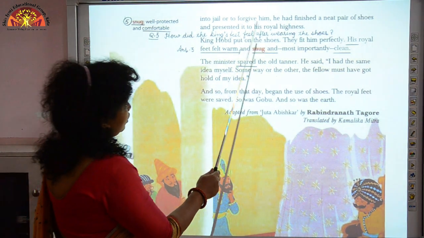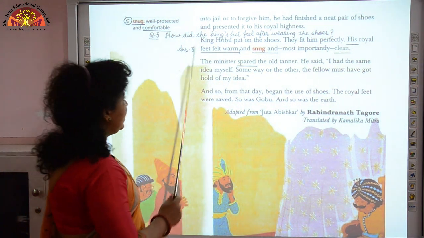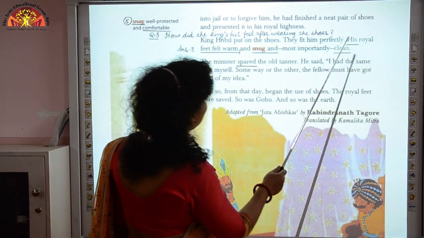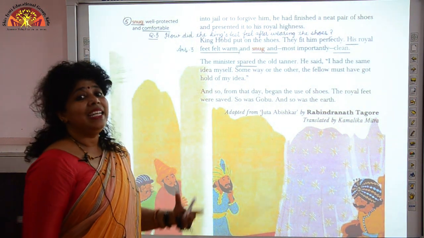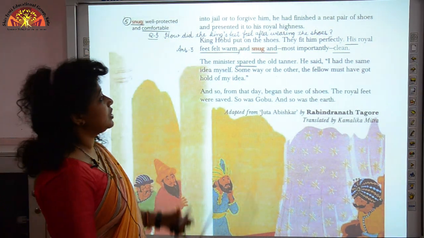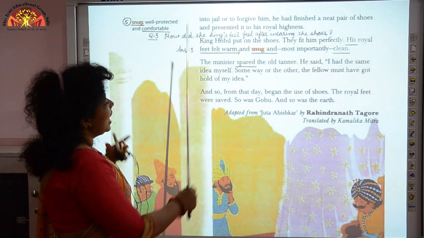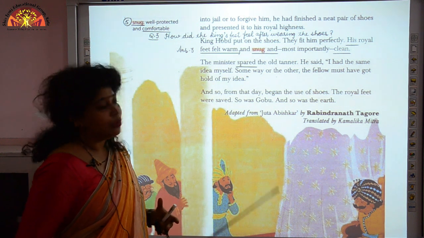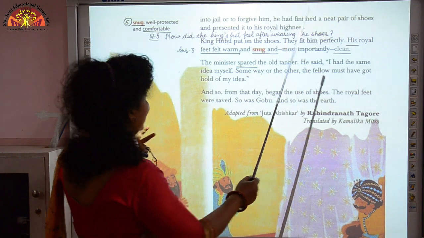King Hobu put on the shoes. They fit him perfectly. His royal feet felt warm and snug and most importantly clean. What is snug? Snug means comfortable. So did the king like the shoes? Yes. Why? Because these shoes fitted him perfectly. These shoes felt warm and snug and most importantly clean. So these shoes made the king's feet feel warm, comfortable and clean.